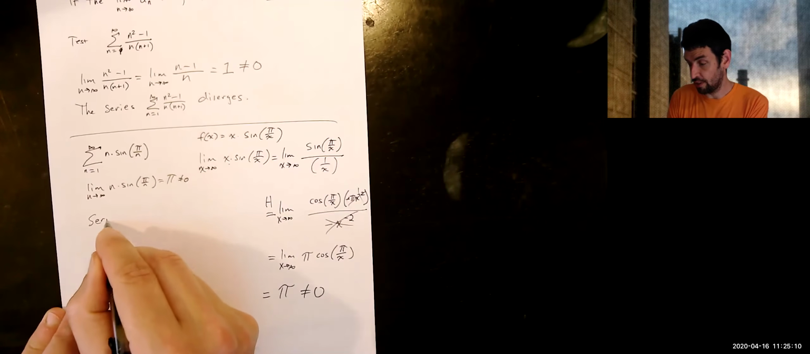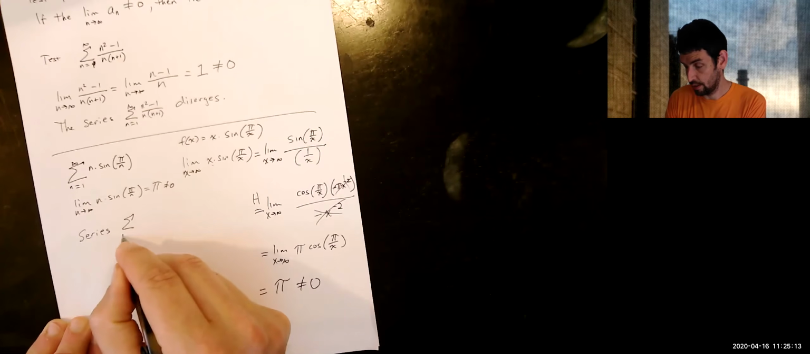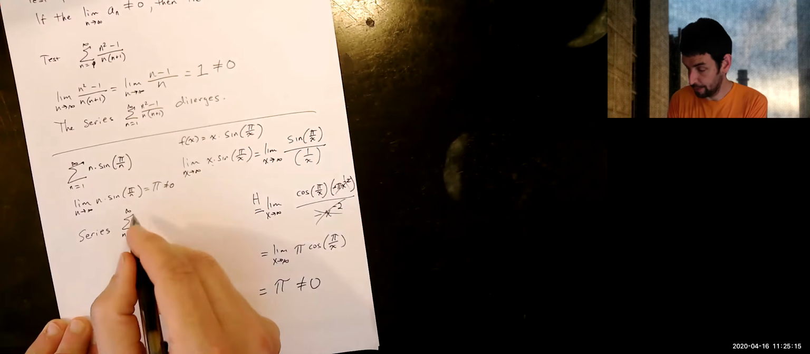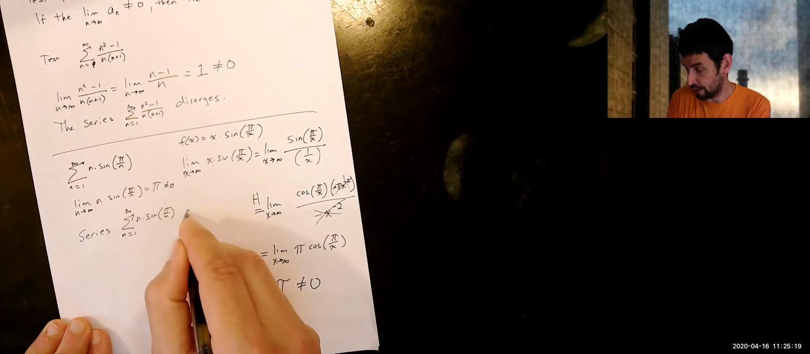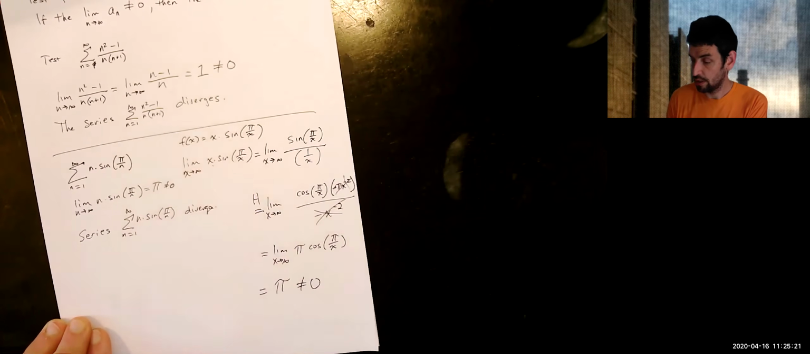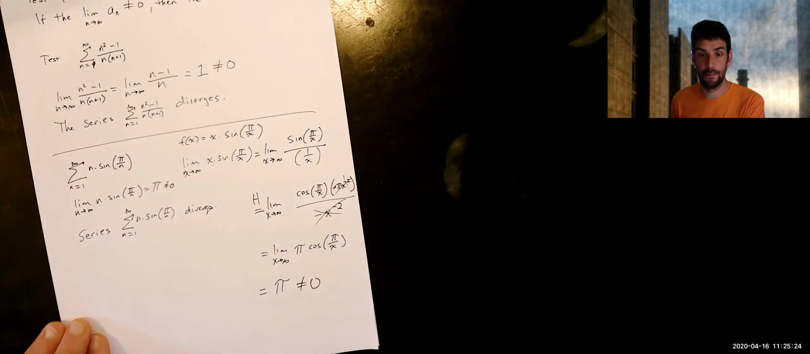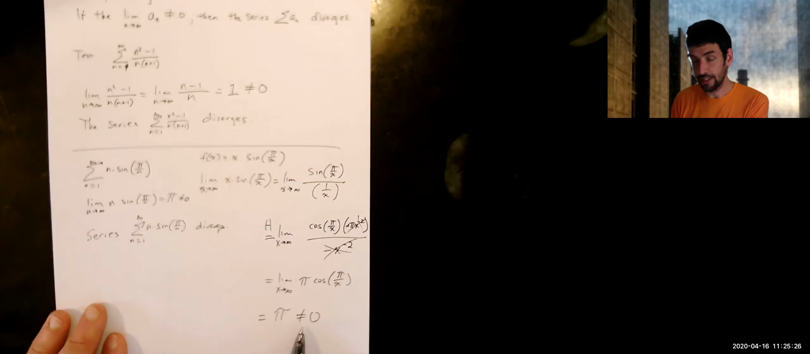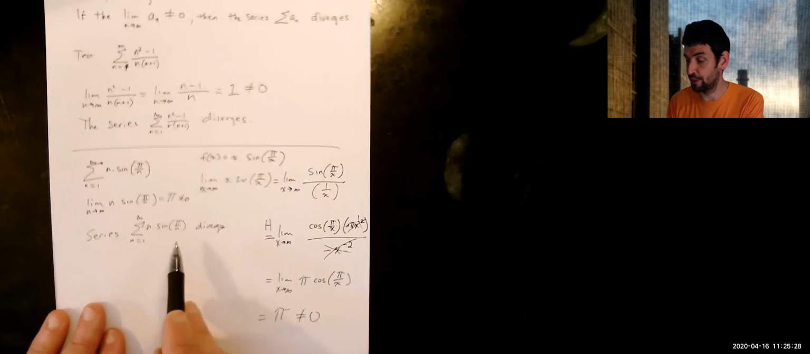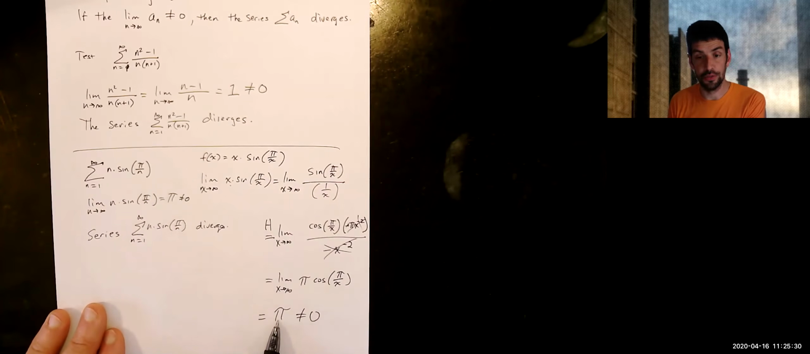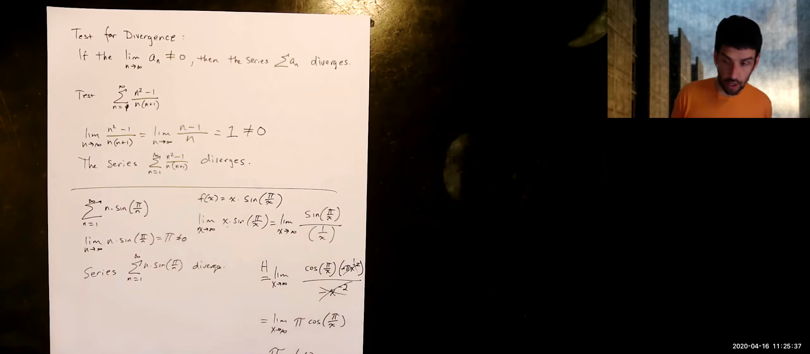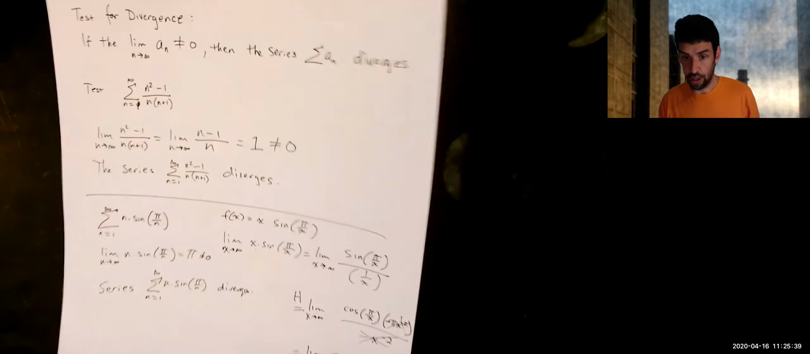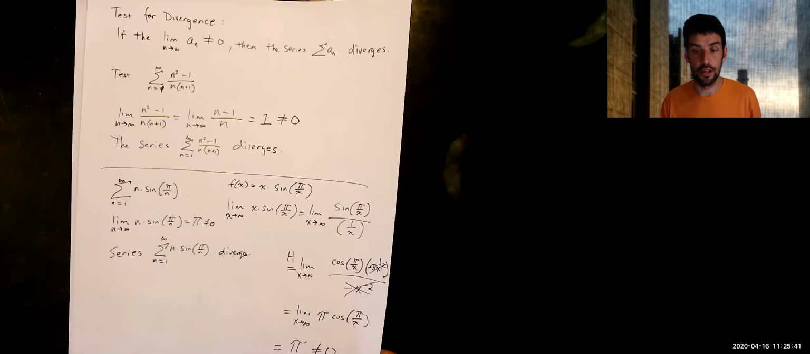So the series, n equals 1 to infinity, of n times sine of pi over n diverges. Okay. Right. So again, the divergence test can tell us when something diverges. And since the terms do not go to 0, the series diverges.